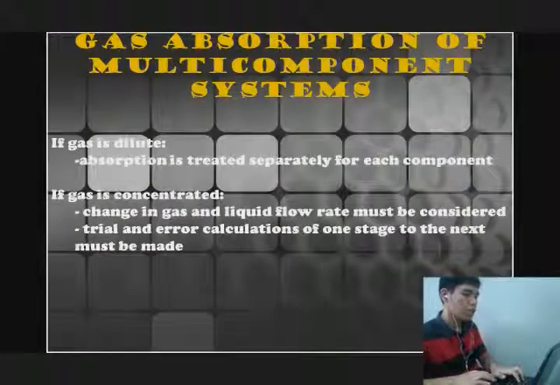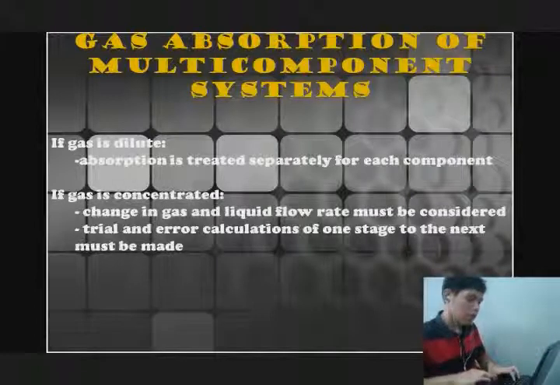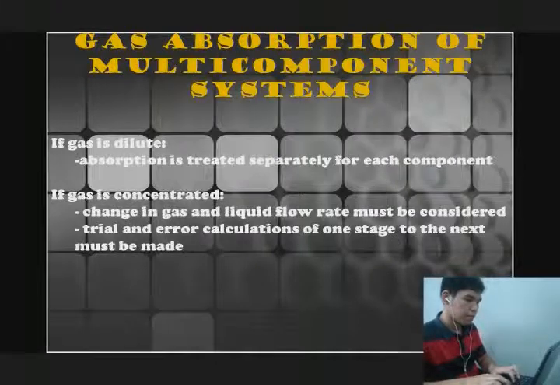If the gas is dilute, absorption is treated separately for each component as if other components are absent. If the gas is concentrated, the change in gas and liquid flow rate as well as heat effects must be considered. Trial and error calculations from one theoretical stage to the next is required for accurate results.